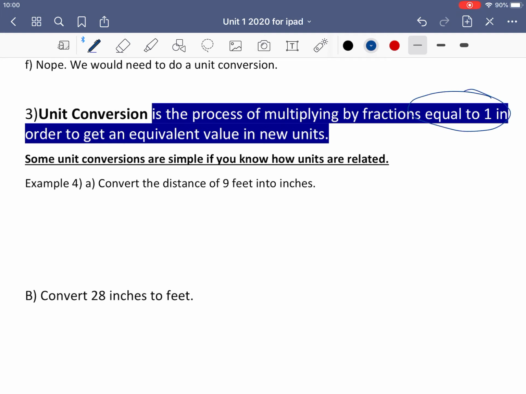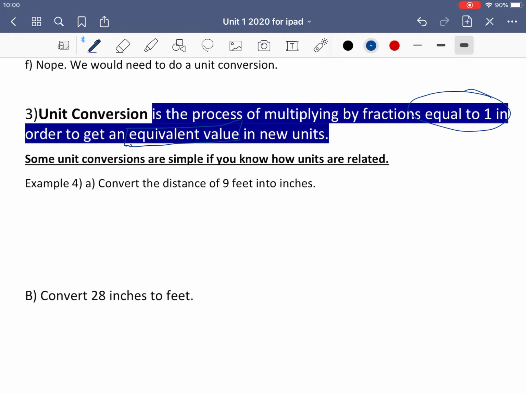Now, one of the best ways to get something equal to 1 is by knowing what equals what, and then putting one of those on top and one of those on bottom. It does have to be an equivalent value, so I can't do anything crazy, not allowed. And I'm going to be in a new unit. So I'm going to change from, say, volume to volume. I'm not going to change from volume to area. That's not a conversion. That's not equivalent.